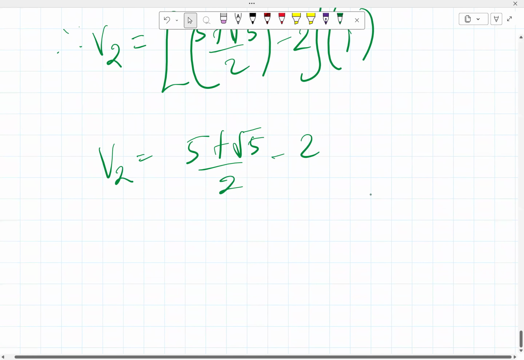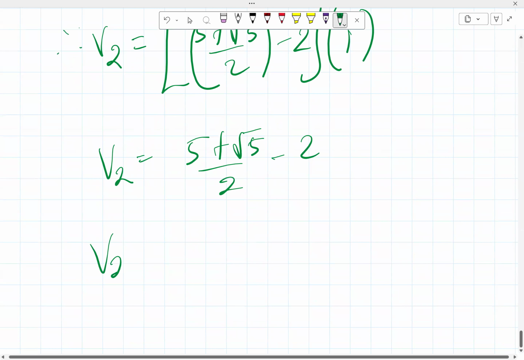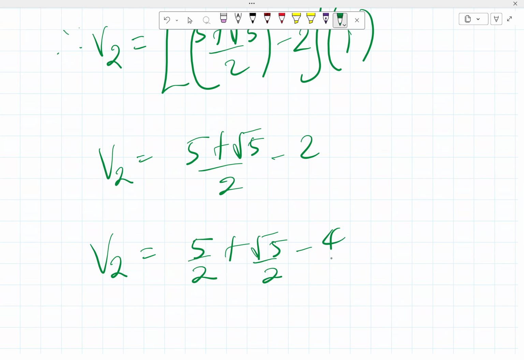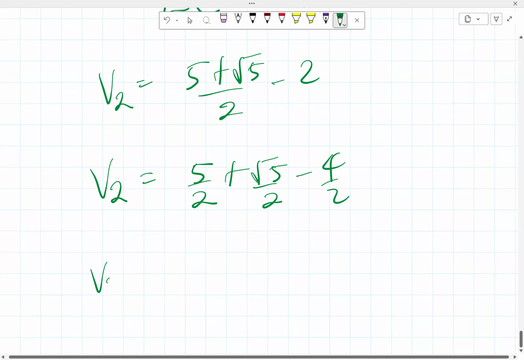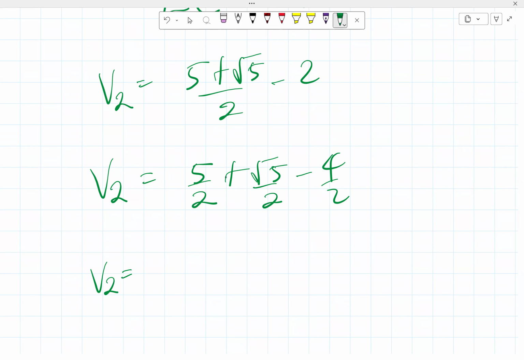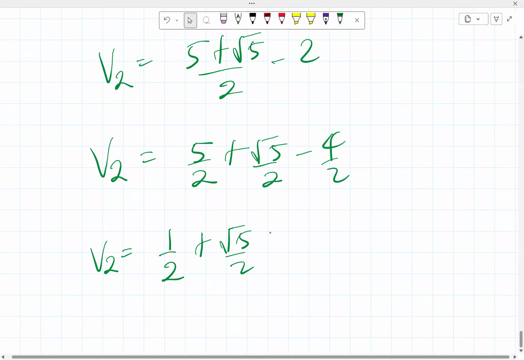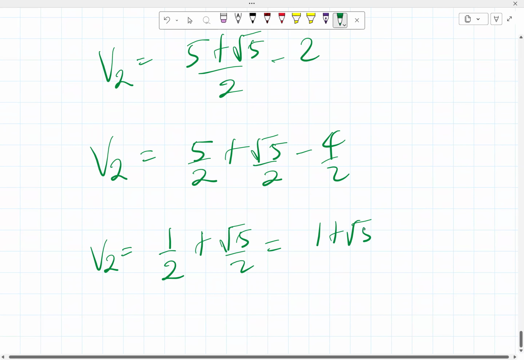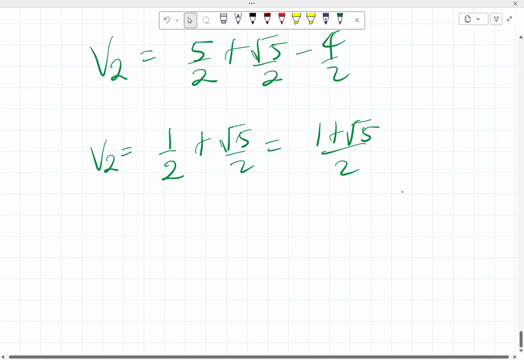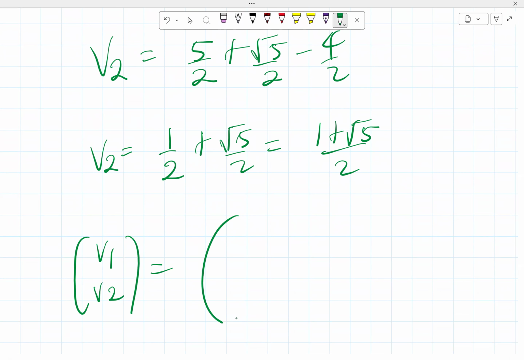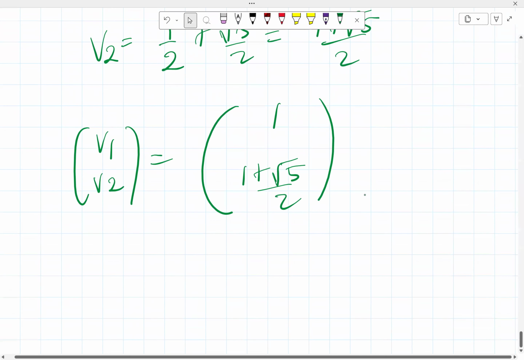So we can try to tidy this up also. V2 now is equal to 5 over 2 plus root 5 over 2 minus 2, and 2 is 4 over 2, right? So that means we have V2 to be, not 9 over 2, that's 1 over 2 plus root 5 over 2. So we simply have 1 plus root 5 over 2. In this case, we have V1, V2, where V1 is 1 and V2 is 1 plus root 5 over 2. That's the eigenvector for the first one.